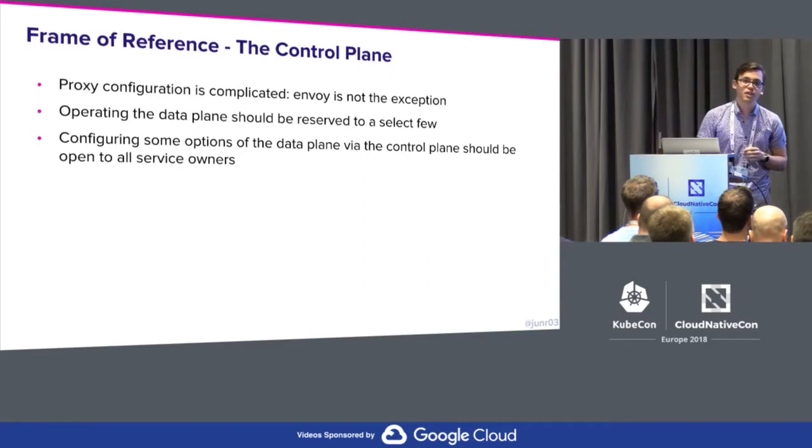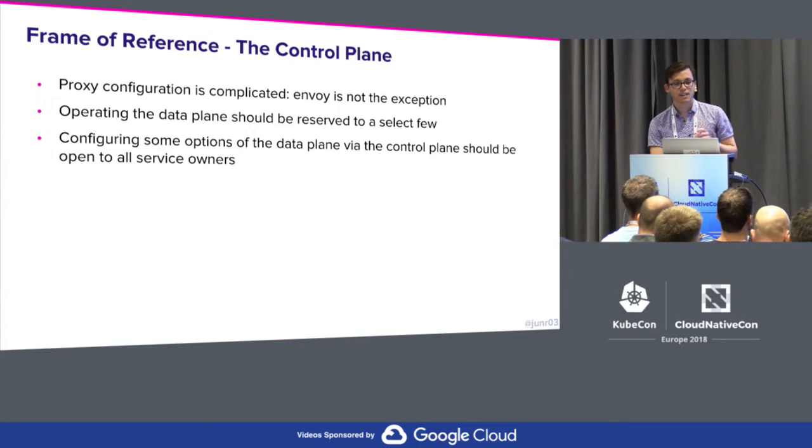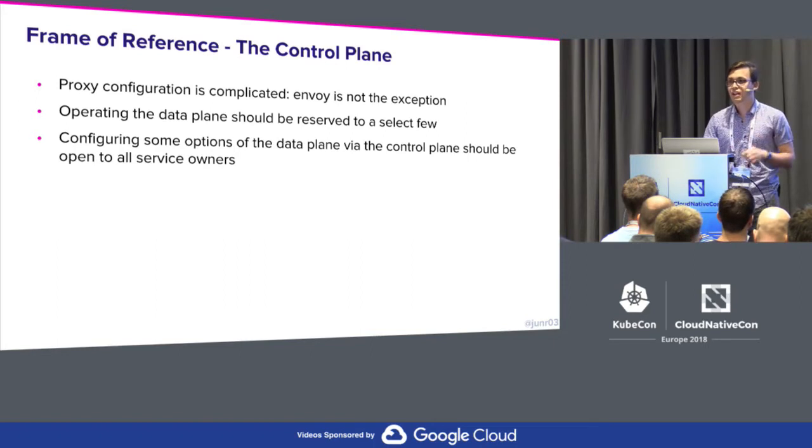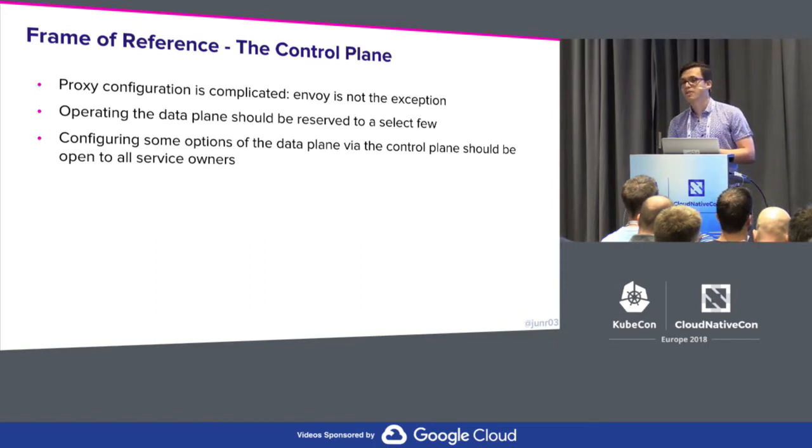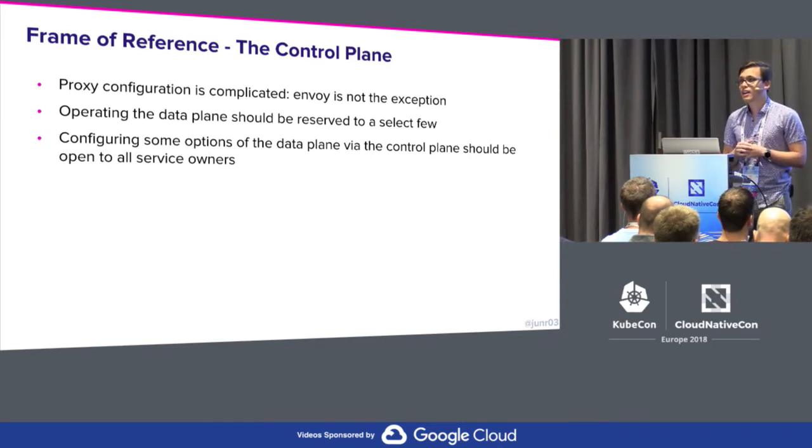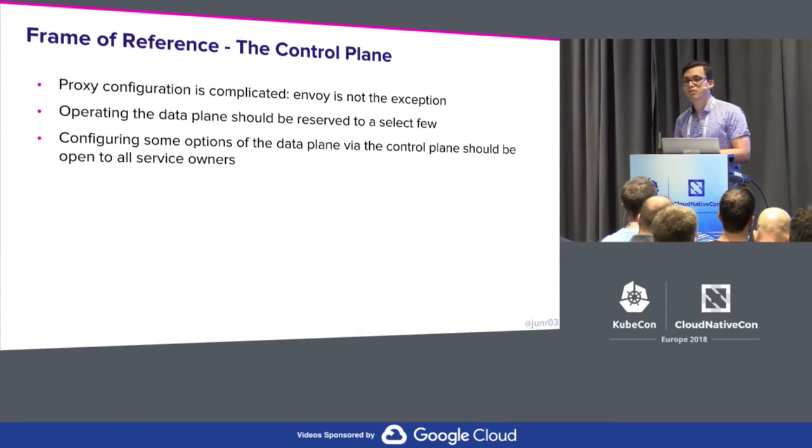So the frame of reference I'm going to use today to talk about hiding complexity is configuration management, because proxy configuration is really complicated, and Envoy is really no exception. With a full production rollout, like I'm going to describe in a couple of minutes, you can end up with thousands of lines of JSON or YAML if you prefer that. But this is complicated, and really configuring the data plane should be reserved to a select few. For example, the networking team at Lyft. But we should open up the data plane to be manipulated via the control plane to our service developers. If they want to create new routes, new services, we should allow them to have the tools to do that.